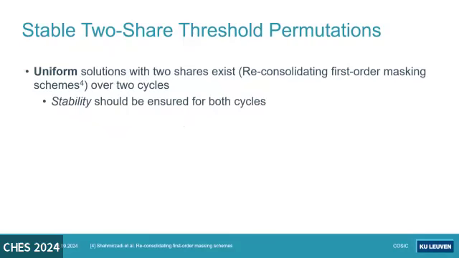So we have seen what we can do with t+1 threshold implementations, and let's see what we can do with stable two-shared threshold permutations. We can't really find non-complete uniform solutions that have the same number of input and output bits. What we can do is base it on the work on reconsolidating first-order masking schemes. In this work, they propose uniform and non-complete sharings of 4-bit quadratic functions. They operate on 2 shares and also 2 cycles. Now we just need to make sure that both cycles are stable. This solution is given in that paper.